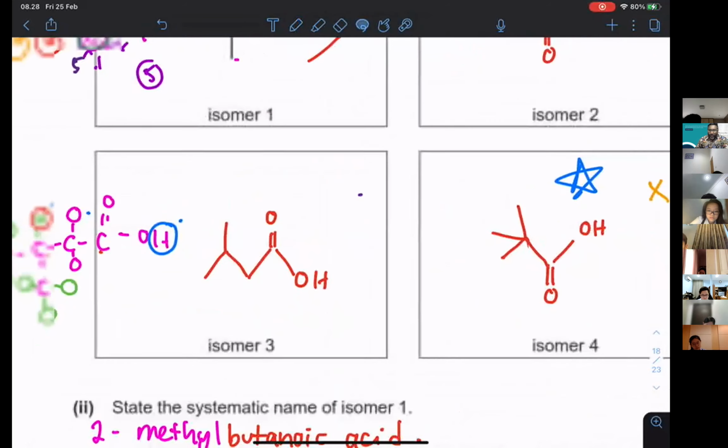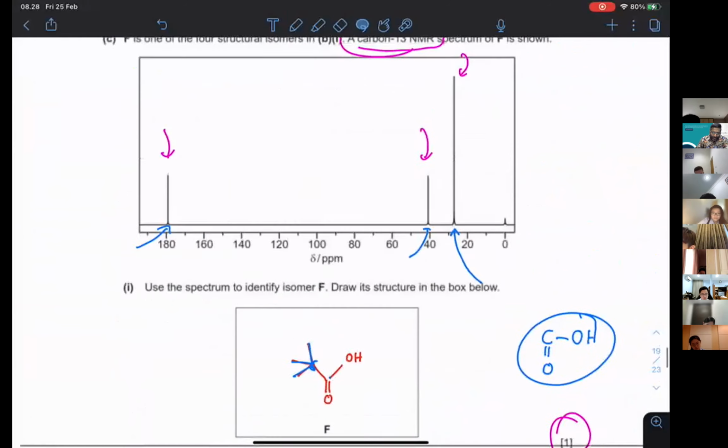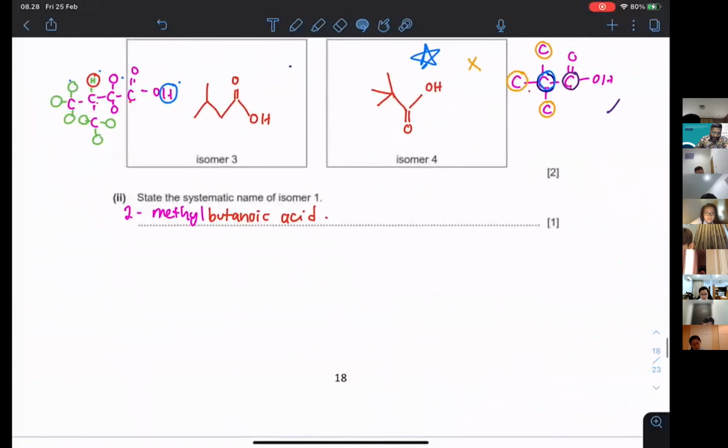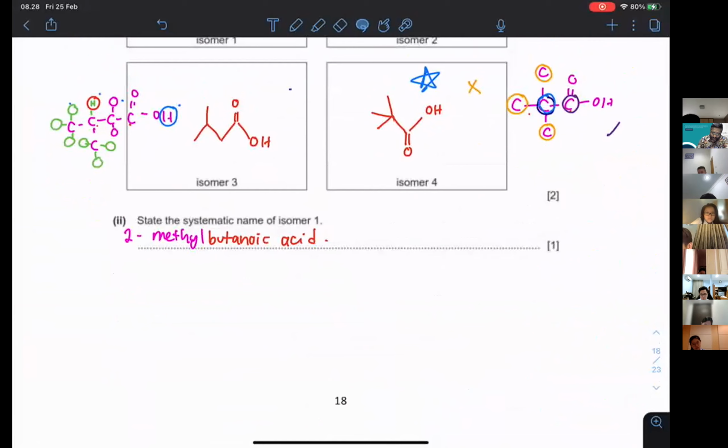I hope you can understand. Maybe it's difficult, but just go through this again. This is the structure we are looking for. This will actually make our life easier when we are looking at the number of protons and so on. If you cannot see, we can always draw this again. Okay, hold on.